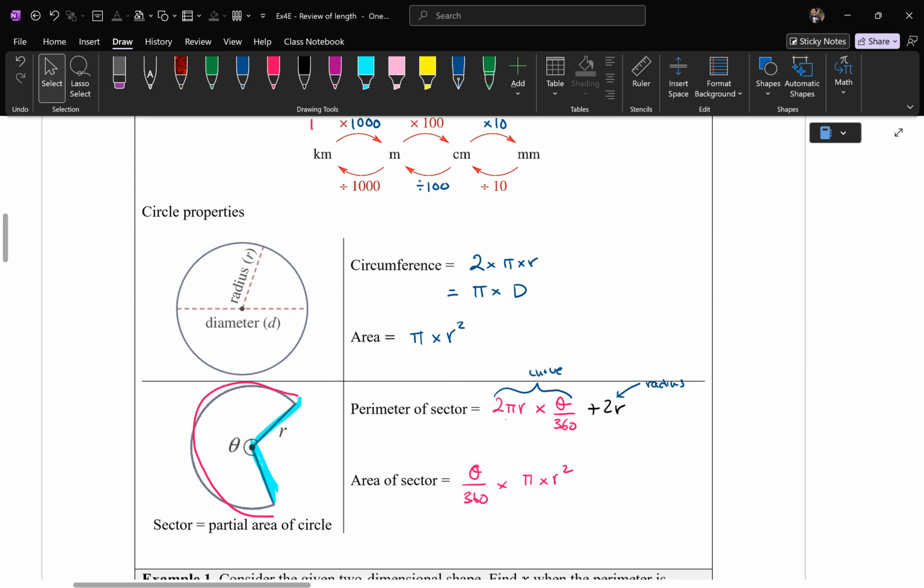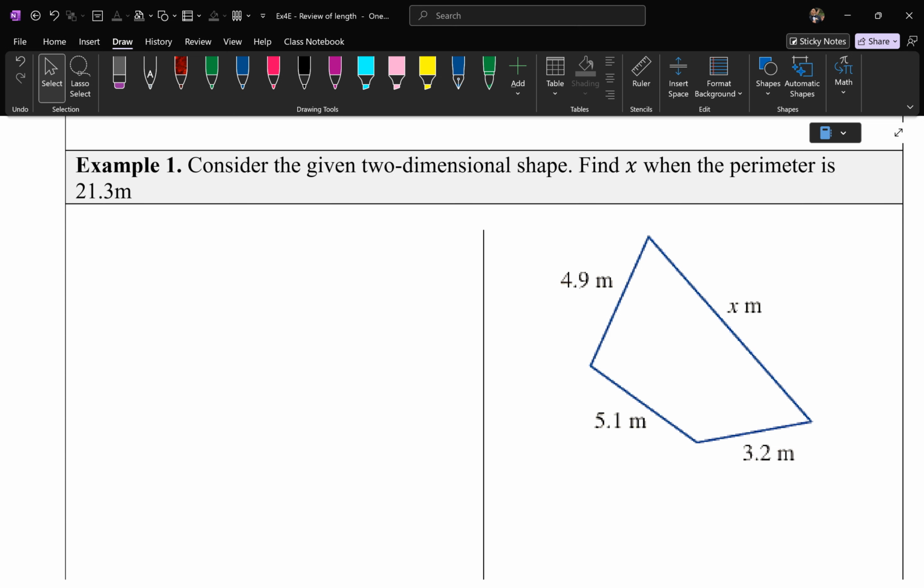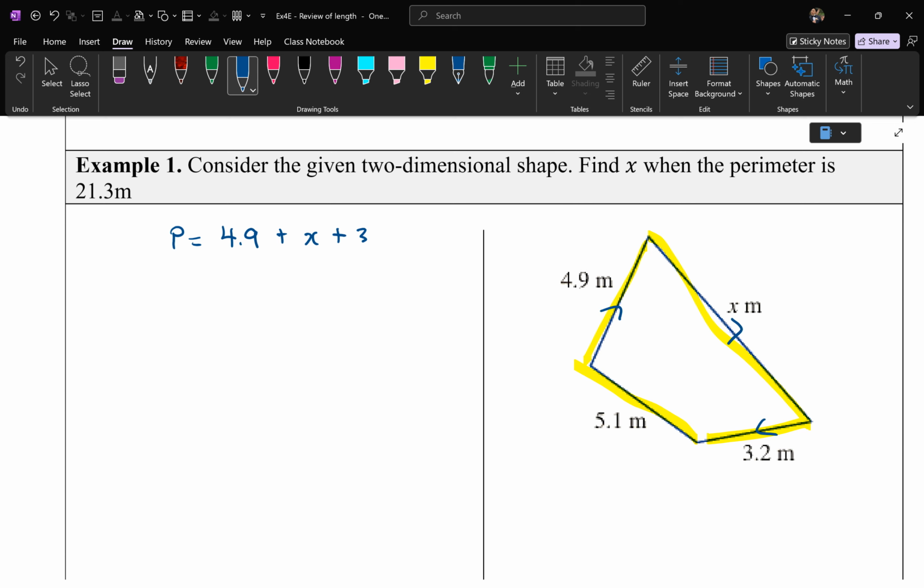Let's do an example. Here we go. Consider the given 2-dimensional shape. This is a 4-dimensional shape or 4-sided shape. Find x when the perimeter is 21.3 meters. So we go. We know the perimeter is the outside distance. So I need to add 4.9 by x by 3.2 by 5.1 to find the perimeter. So I write it out. 4.9 plus x plus, so from there, x plus 3.2 and then plus 5.1, we know that the perimeter is meant to total 21.3.